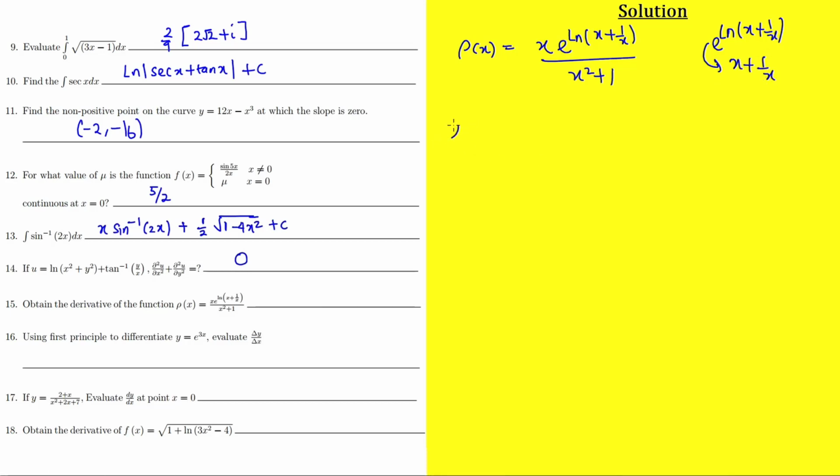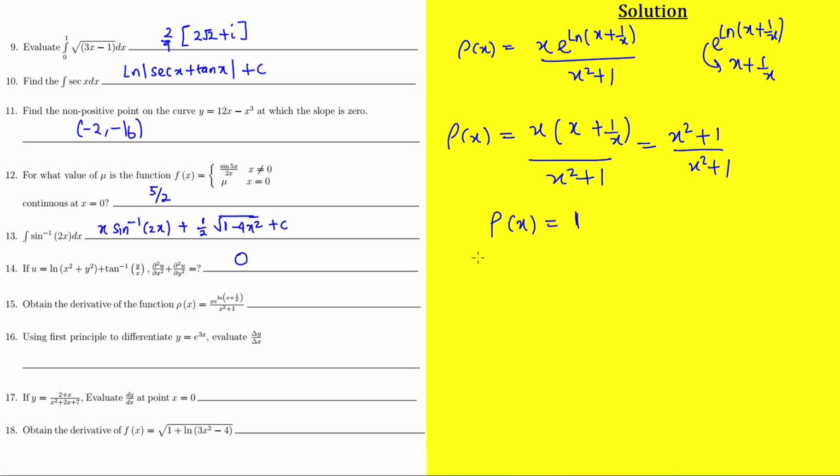So that means rho of x can be written as x multiplied by x plus 1 over x, divided by x squared plus 1. If I simplify this, I will have x squared plus 1 over x squared plus 1. If I differentiate both sides with respect to x, my rho prime of x is just 0, because if you differentiate 1 with respect to x, you get 0. It's just a constant function, so the slope is 0. So the answer to this one is 0.